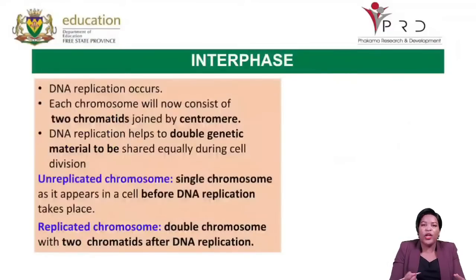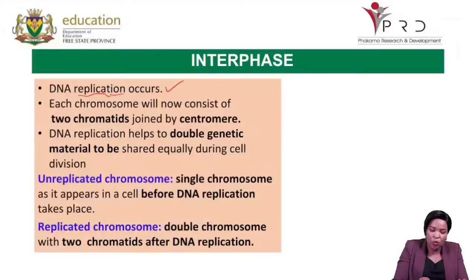Then we start with the phases of meiosis. What happens? Remember, before the phases start, a cell needs to prepare itself. It needs to duplicate its DNA. So this first phase is going to be called interphase. So this is a preparation stage. So what happens during interphase? DNA replication occurs, meaning it is doubling the genetic material. They will ask you, why is the DNA replication happening? It is doubling the genetic material to be sufficient for cell division.